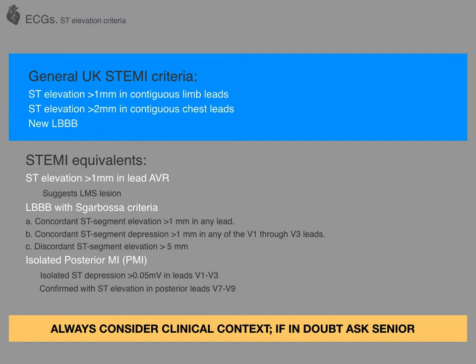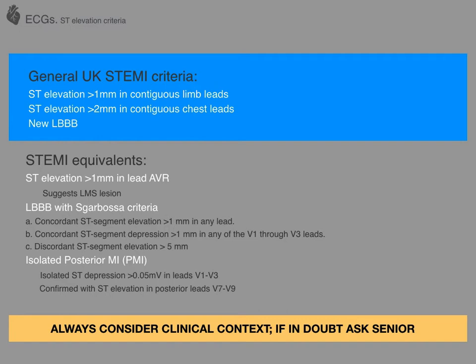But if you see ST elevation in, say, leads V2 and V3, which would be your anterior leads, or ST elevation in leads 2, AVF, and 3, which would be your inferior leads, those would be anatomically contiguous leads, so that would meet STEMI criteria.